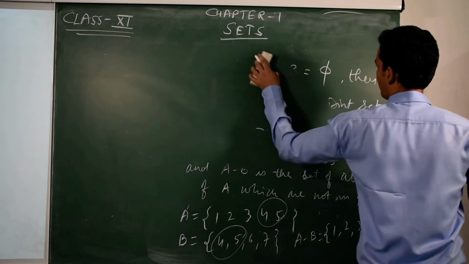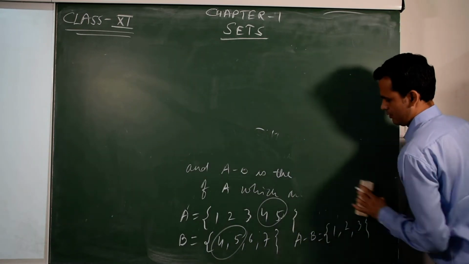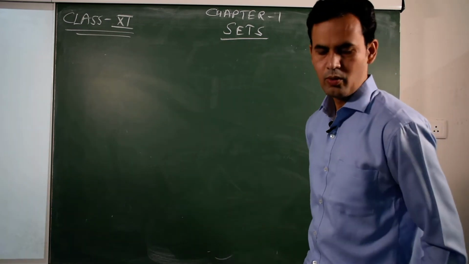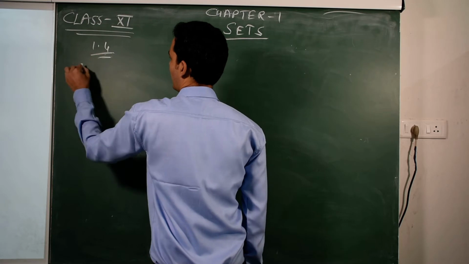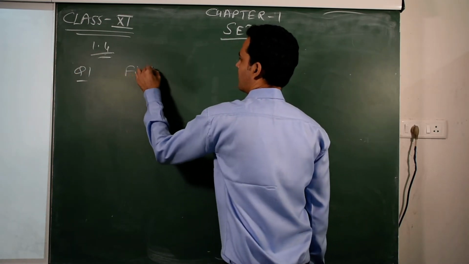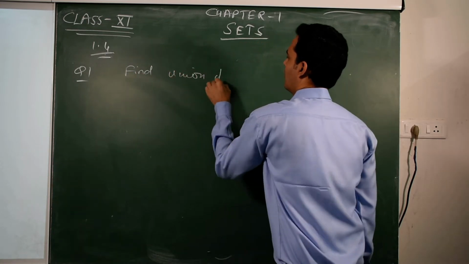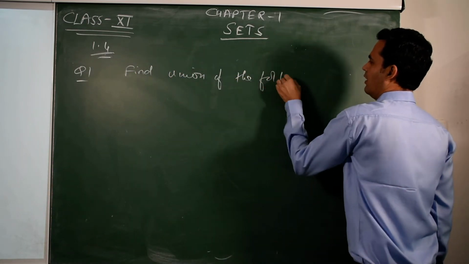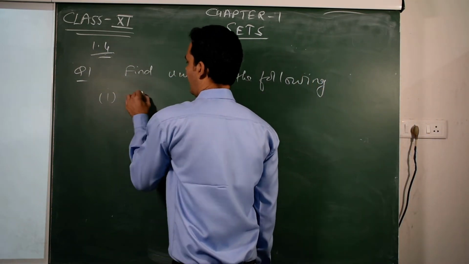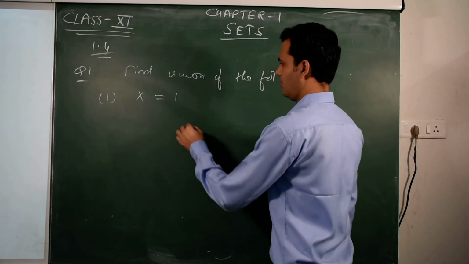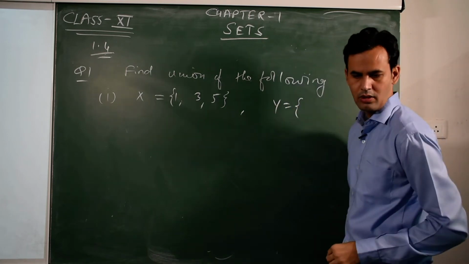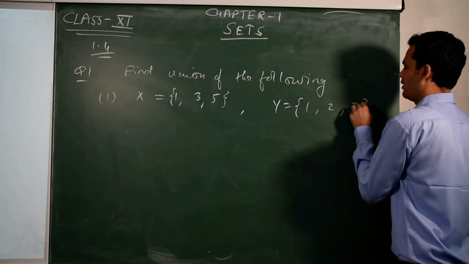Now, exercise 1.5, question number 1. Find the union of the following. There are 5, 6 questions. We take any 2 questions. First question is x equals 1, 3 and 5 and y equals 1, 2, 3.